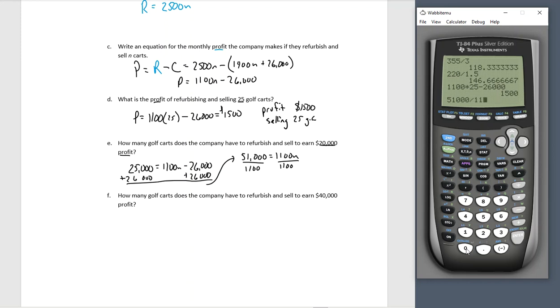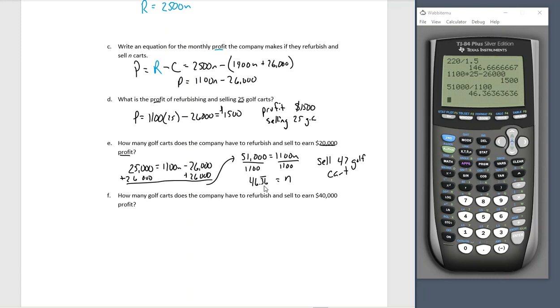51,000 divided by 1,100, I end up with 46.36, and that 36 is repeating golf carts. So in order to earn 20,000, they actually need to sell that 47th golf cart. All right, think about the question itself and not just how to round mathematically.